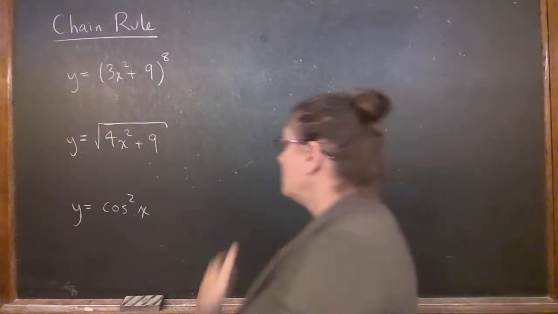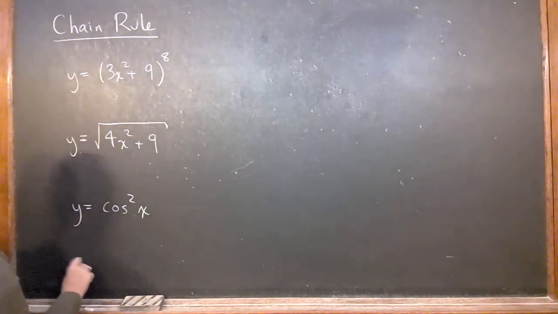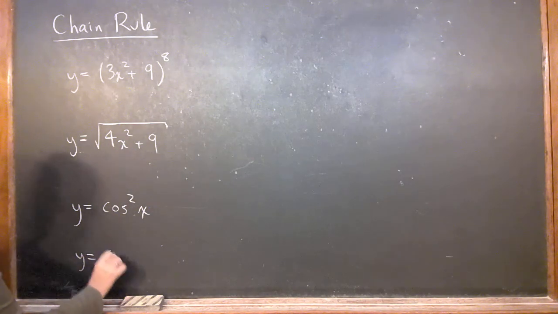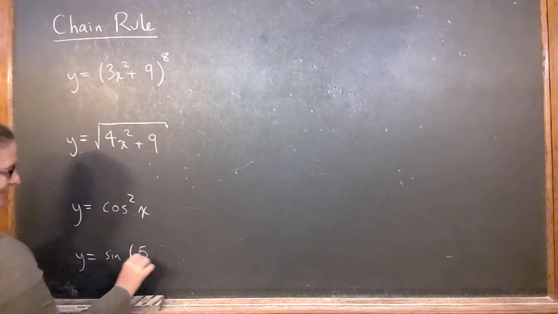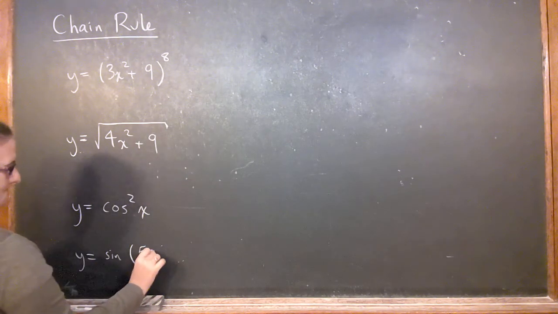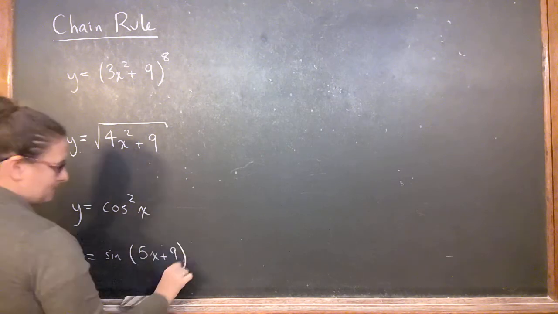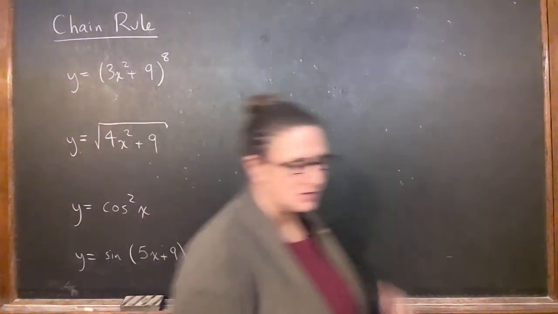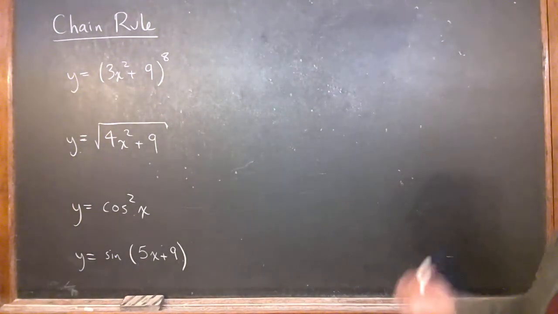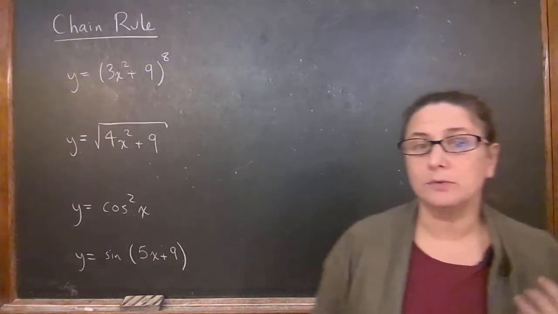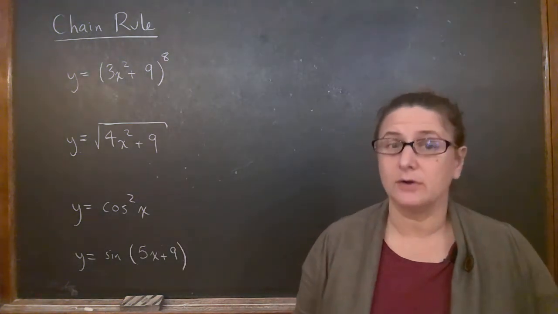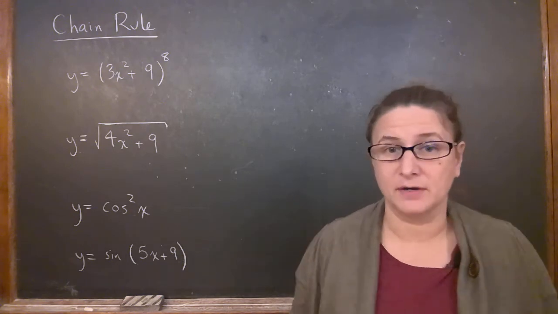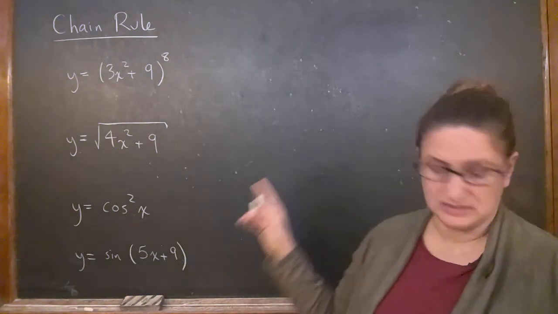Okay? I should probably have something like this on the board as well, because it's not always just to a power. Now I've got the sine of a function. So these are just some examples of composite functions, and what I need to figure out is how to take derivatives of composite functions, because I want to use the derivative rules I've already figured out in order to deal with these things.